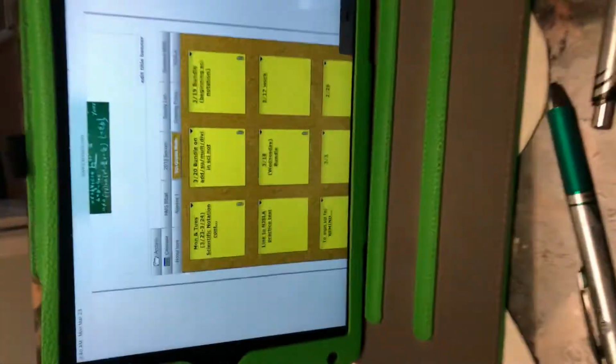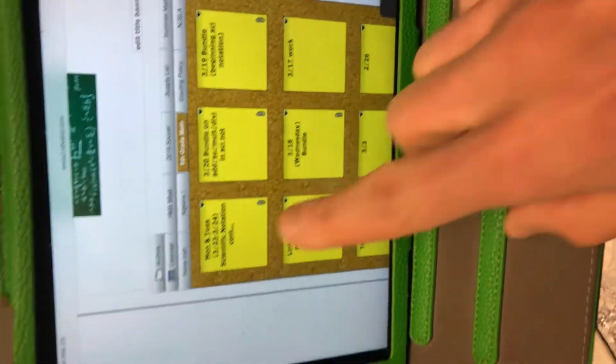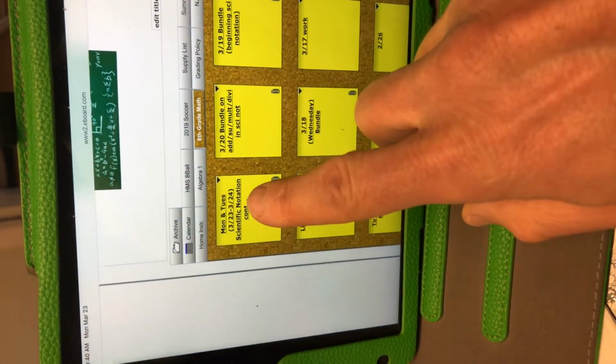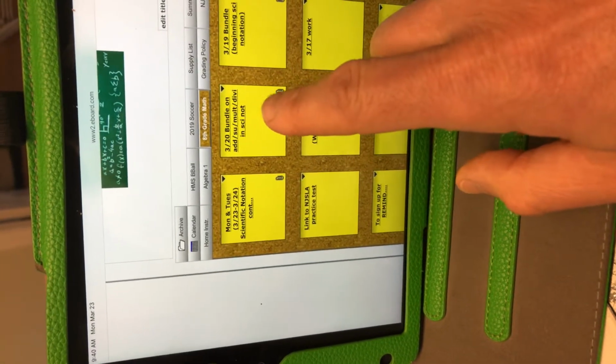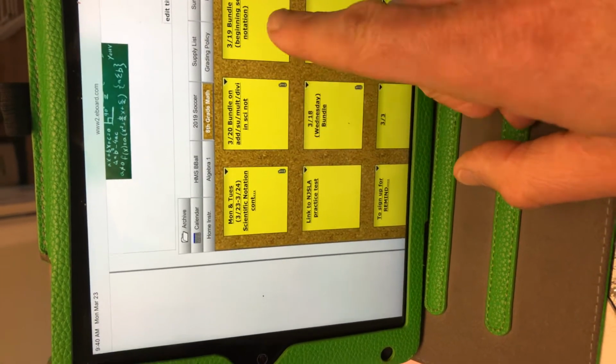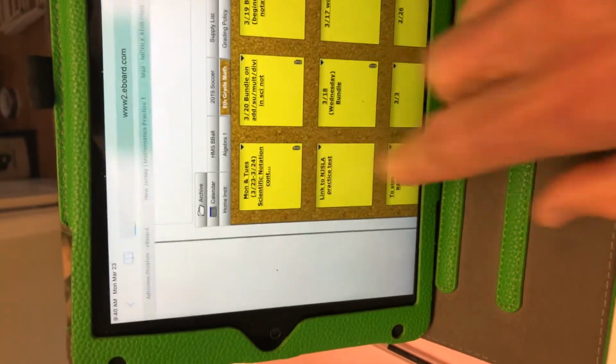So the plan for today, we're going to try to continue with scientific notation. And I'll walk you through some of the examples as well as what I'm hoping you get through. So if you were looking at the e-board, we are on Monday and Tuesday, scientific notation. Hopefully you completed the 320 bundle and the 319. So this one's going to take a couple of days.